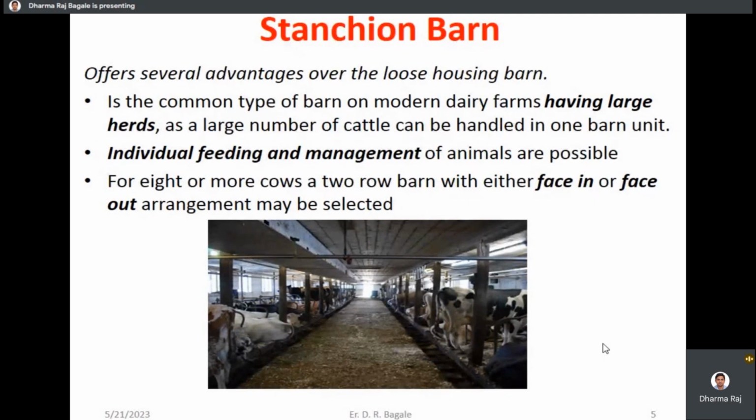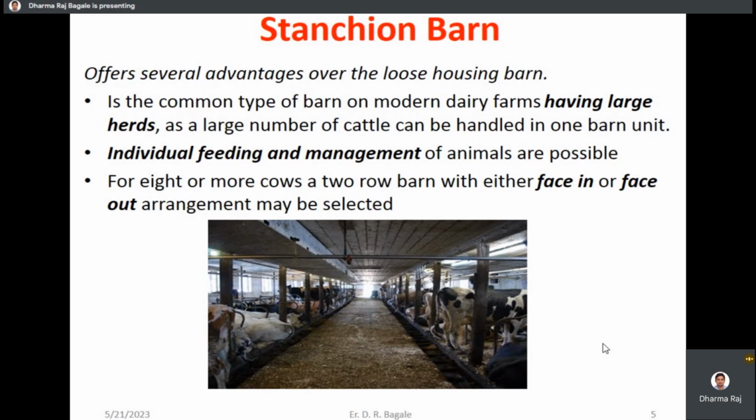Stall barns offer several advantages over the loose housing system, and mainly where the weather is too hot, we can provide shade to the animals. It's a common type of barn on modern dairy farms having large herds, with a large number of cattle handled in one barn unit. Usually mostly 40 cows in a shed are recommended in a two-line system: 20 cows in one row and 20 cows in another row, a total of 40 cows in one building.